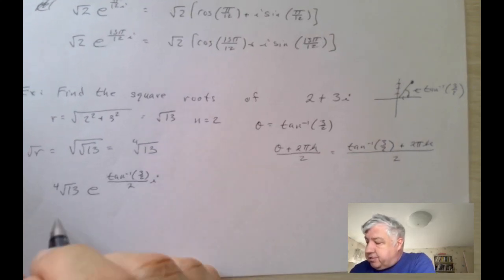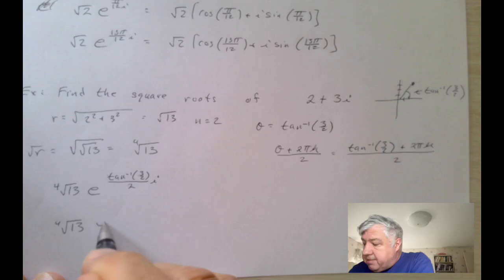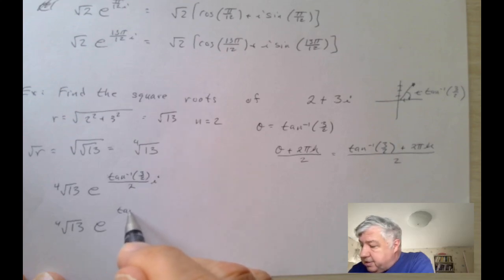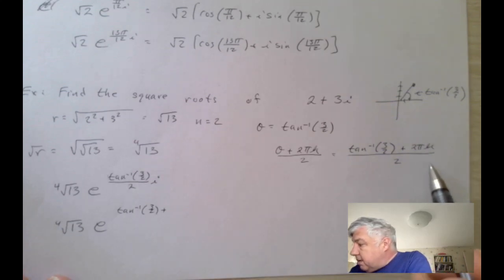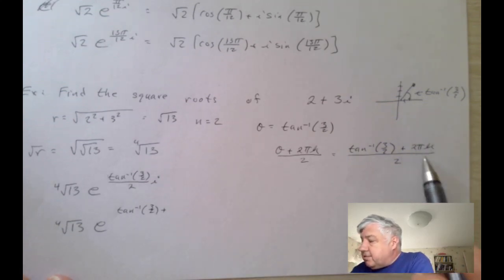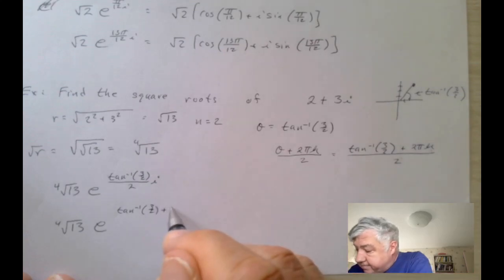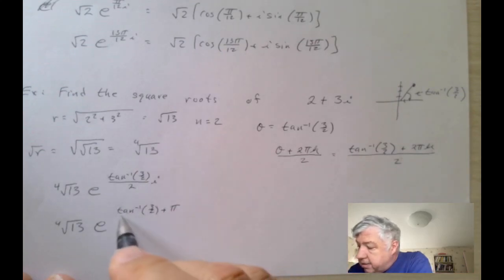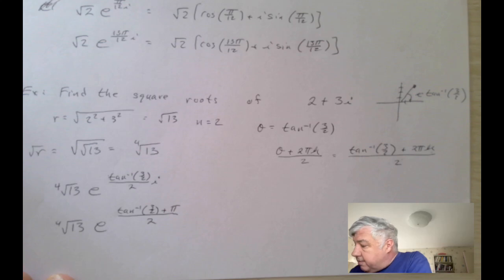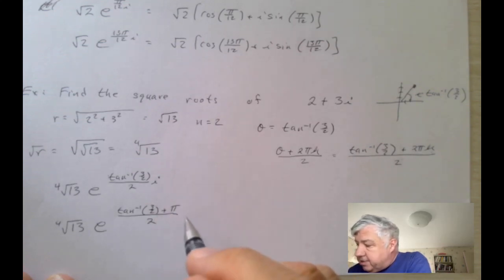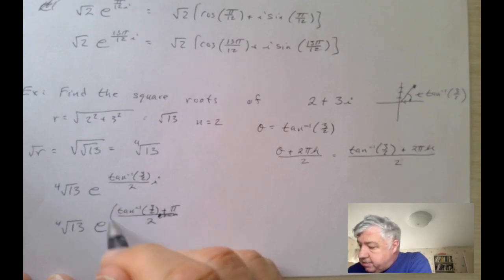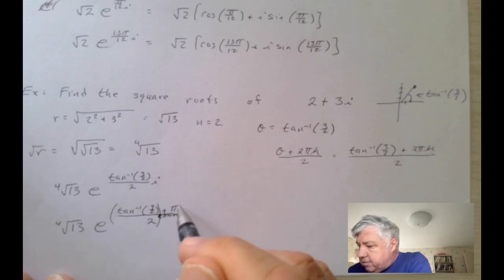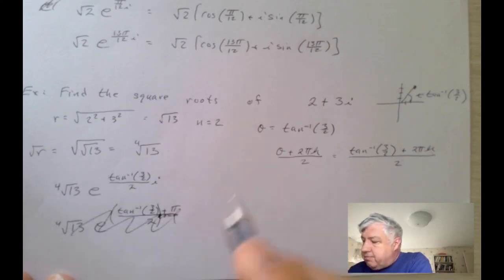And then the other solution would be the 4th root of 13 times e to the inverse tangent of 3 halves plus pi. When k equals 1, the 2's cancel, and we get pi over 2. Or actually, that's not quite right, it's this plus pi. Just rewrite this.